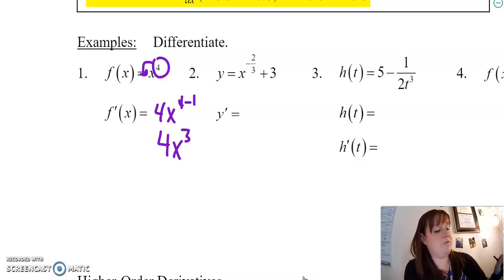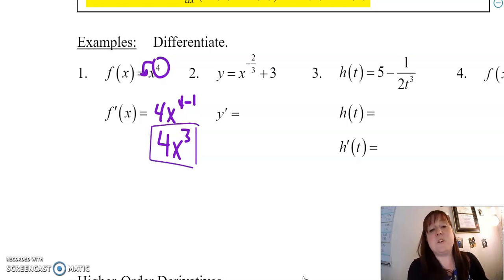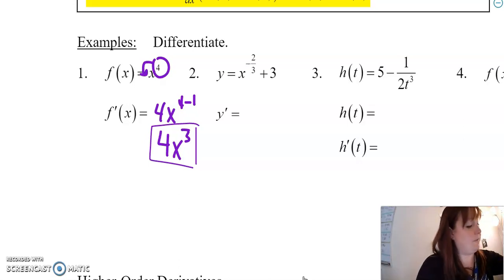So the derivative of x to the fourth is 4x to the third. Remember, this is a function. We put a function in, we get a function out. And this tells us that at any x value we can find the slope of the tangent line. Okay.